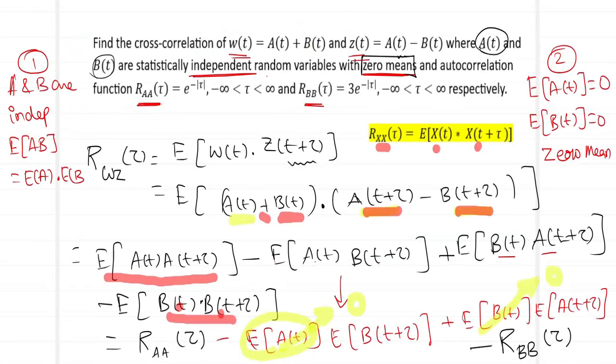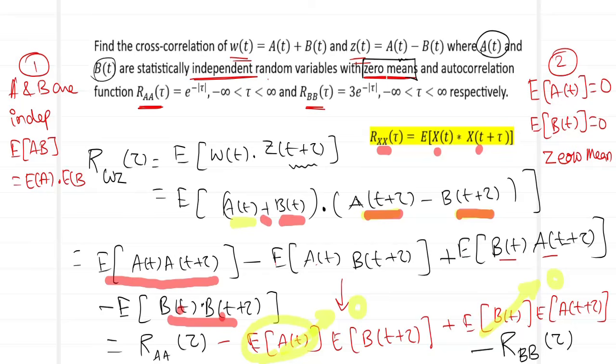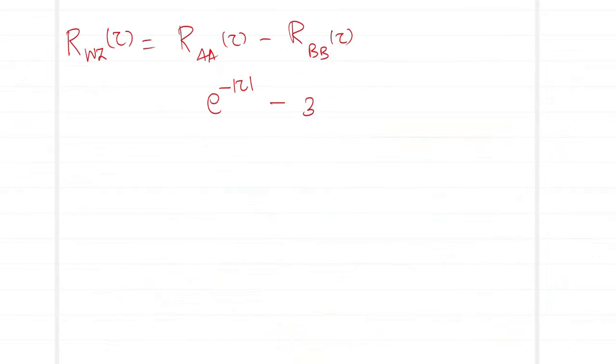From the given data, what do we know about RAA? It is e power minus modulus of tau. So this is e power minus modulus of tau minus, from RBB, 3 e power minus modulus of tau. So this is 1 times the first and 3 times the second, hence the final answer is minus 2 e power minus modulus of tau, which is your RWZ of tau.